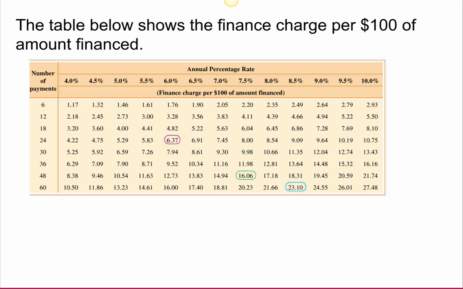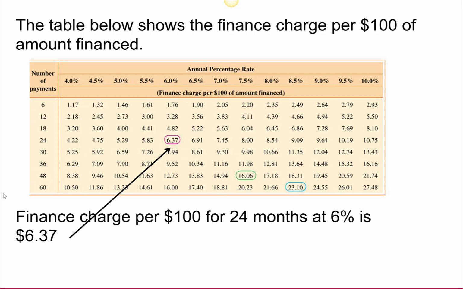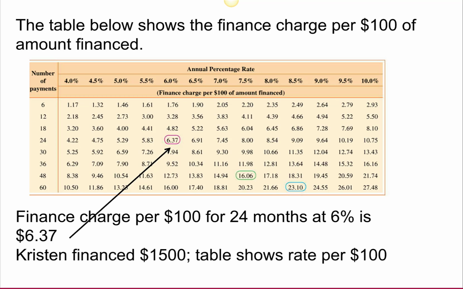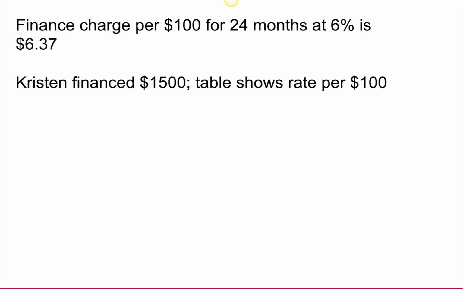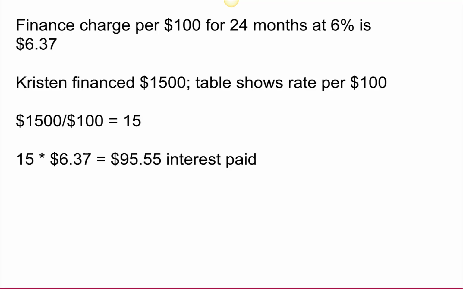Now let's talk about her finance charge. So remember this table I showed you before. It shows the finance charge per $100 of the amount financed. And you have to go and look at the number of payments, which was 24, and her interest rate was 6%. So she's paying $6.37 per $100 financed for the 24 months. She financed $1,500, so we want to say how many $100 increments are there in that loan, and it's actually going to be 15. So we're going to multiply the number in the table by 15, and we get an interest paid of $95.55.